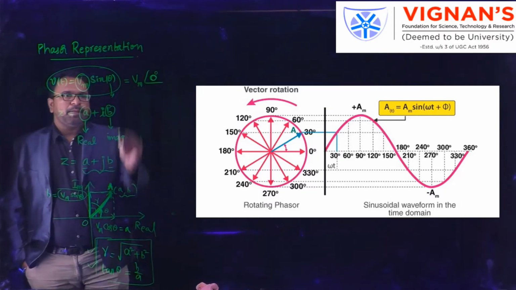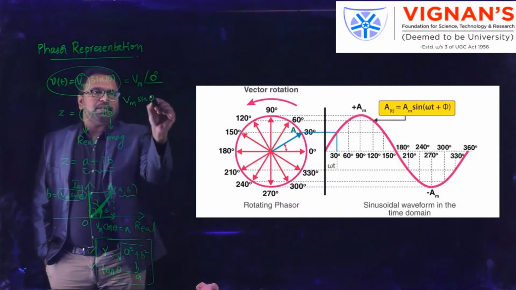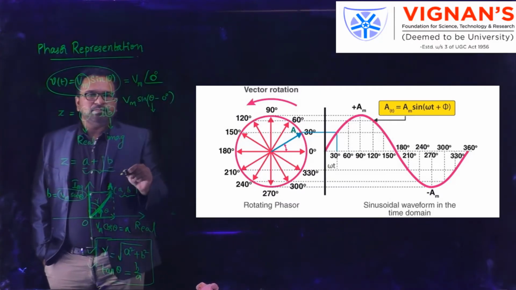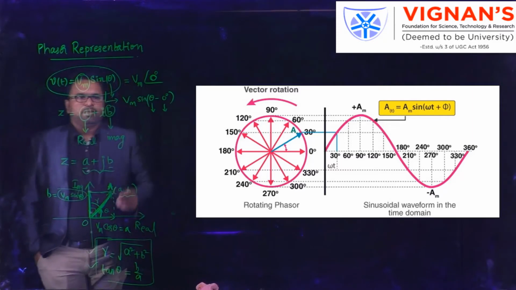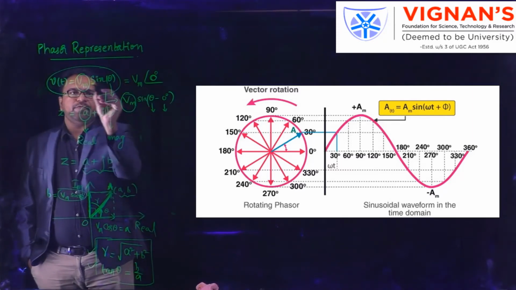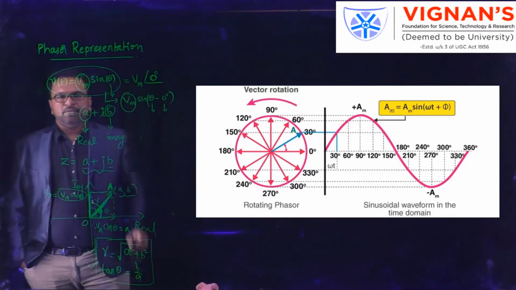The same expression can be written as Vm sin (theta minus 0 degrees). So this theta is a variable and this 0 degrees is the phase where the instantaneous value is going to start. Vm is the magnitude. Therefore v(t) equal to Vm sin theta can be represented in phasor notation as Vm at an angle of 0 degrees.